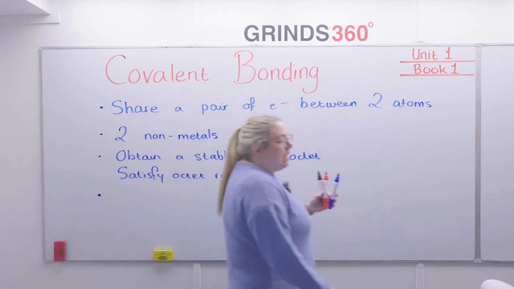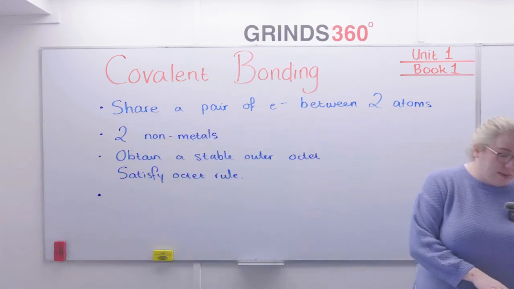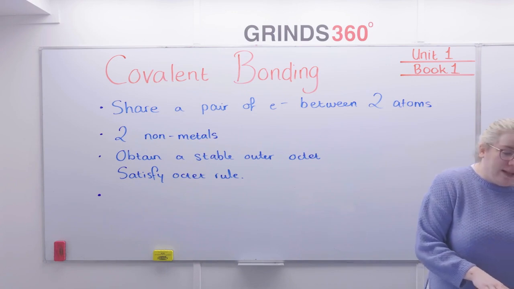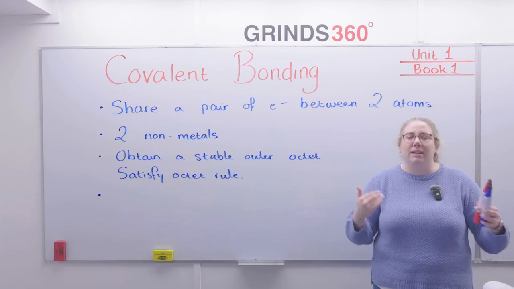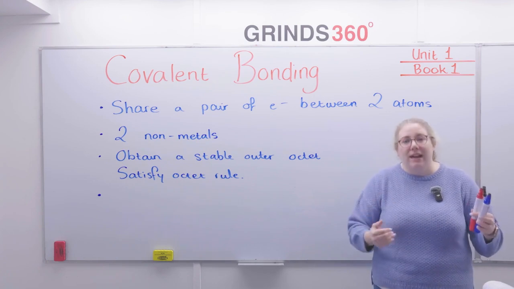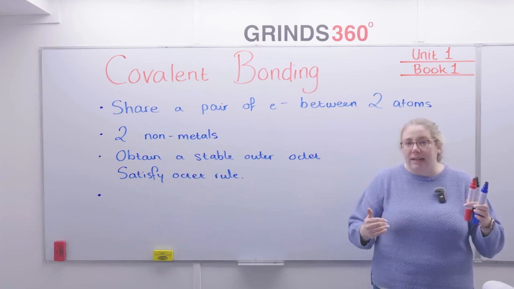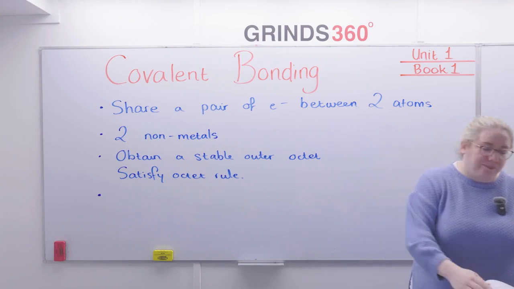Now, in our notes, there's a little bit of theory that goes with this. By forming the covalent bonds, your atom becomes more stable. Your atoms will not exist on their own in nature if they don't have a stable outer octet. They want to be more stable.